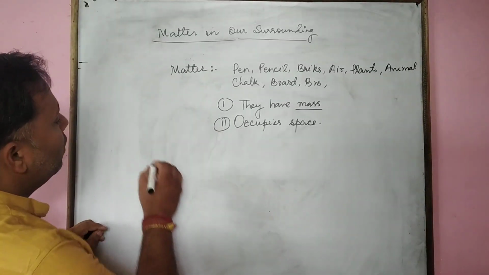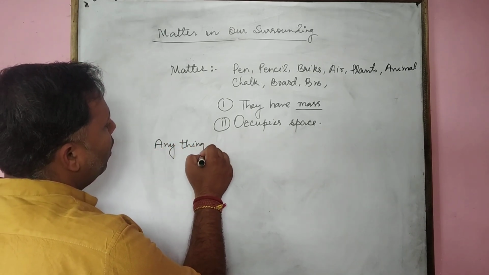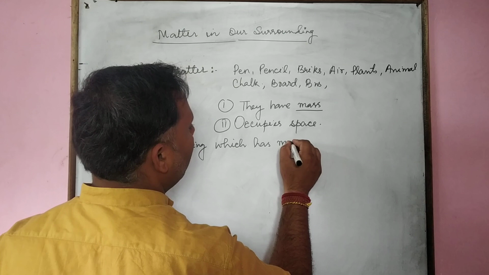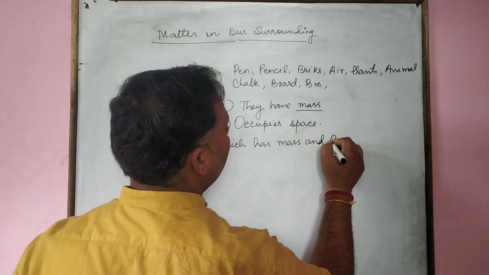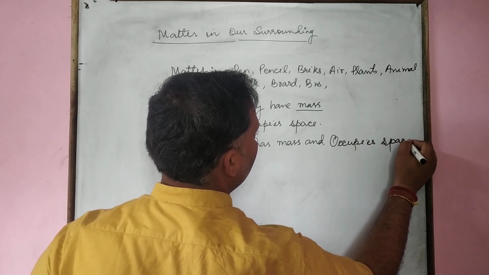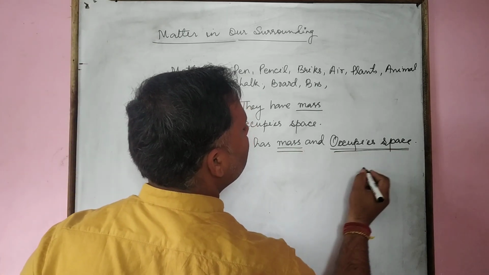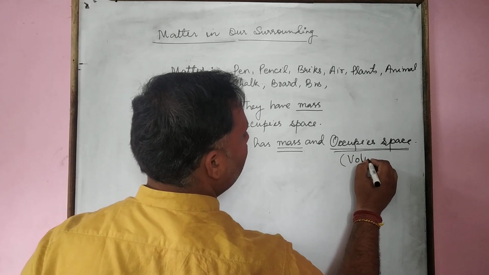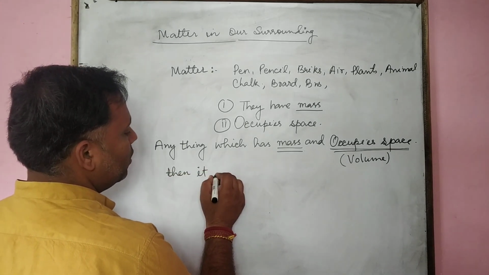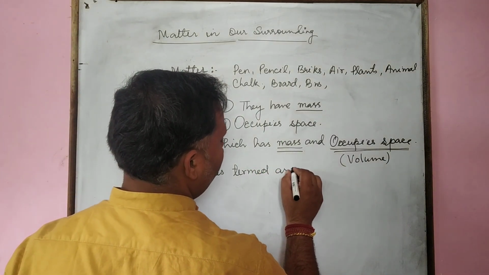What we got? The definition: anything which has mass and occupies space, what we call it as having volume, then it is termed as matter.